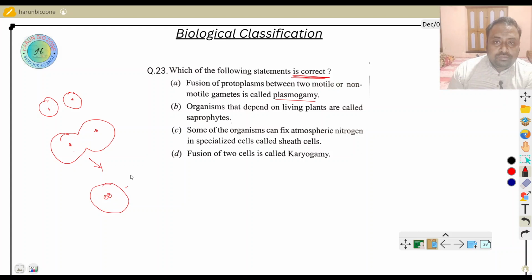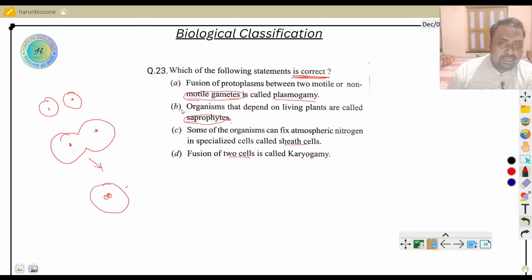Clear? The organisms that depend on living plants are called saprophytes. Not correct. Some of the organisms can fix atmospheric nitrogen in a specialized cell called sheath cell. Not correct. Fusion of two cells is called karyogamy. Not correct; fusion of two nuclei is called karyogamy. Okay. Fusion of protoplasm between two motile or non-motile gametes is called plasmogamy. Not. Fusion of gametes is called isogametes or anisogametes.